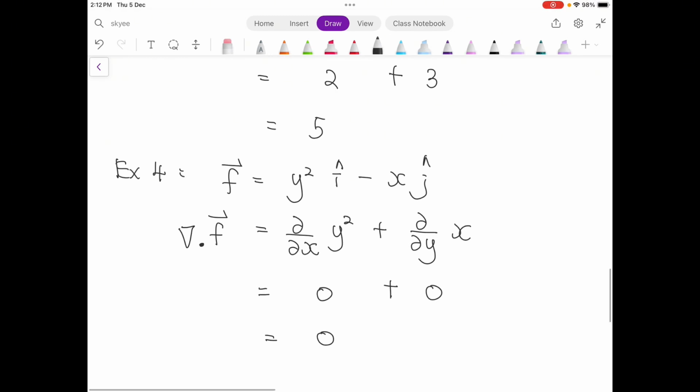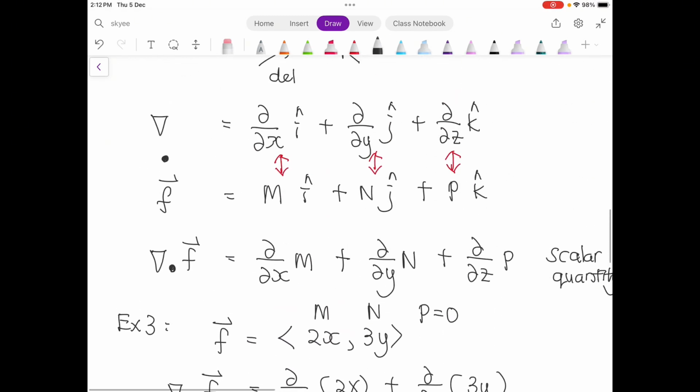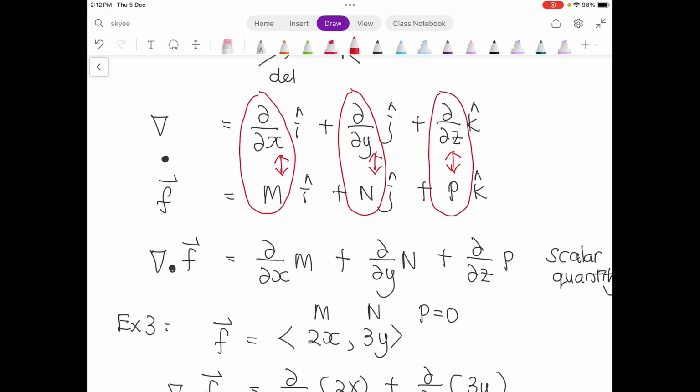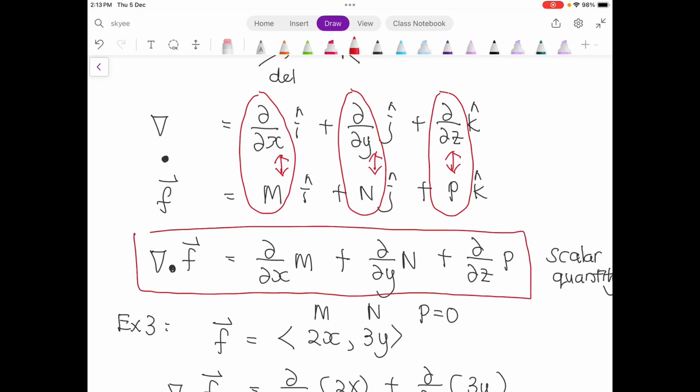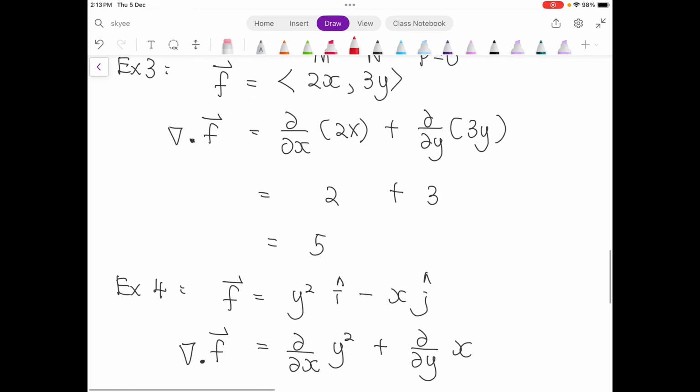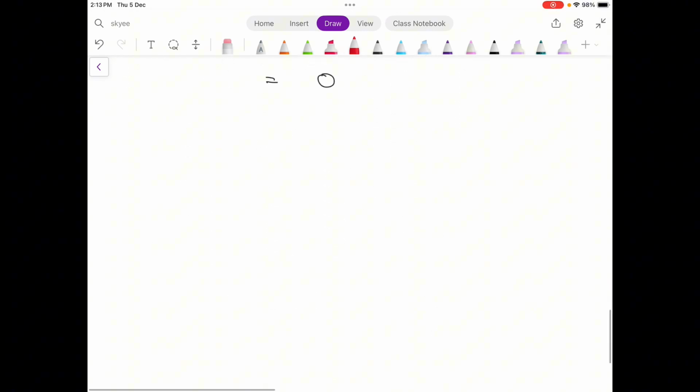Very simple concept. You just need to multiply term with term. This is the part that you need to understand, just like how you do the dot product. When you do the dot product, you multiply term with term and add them all together in order to get the divergence of a vector field. So you're clear? Okay, we go to the next term.